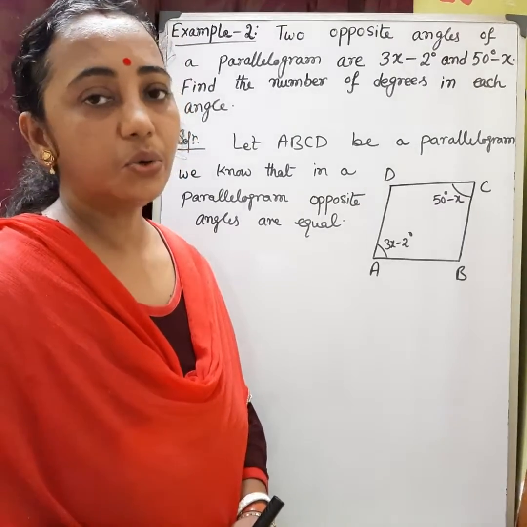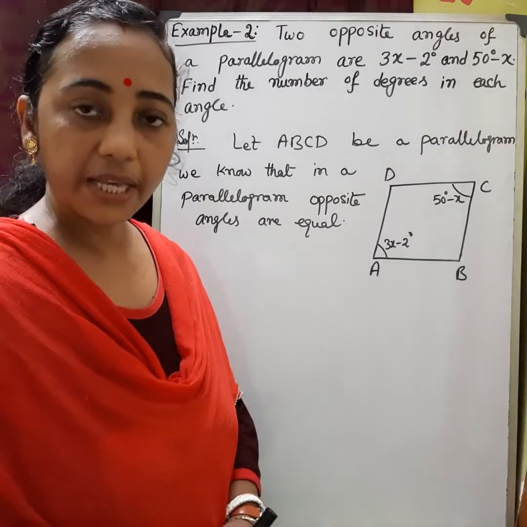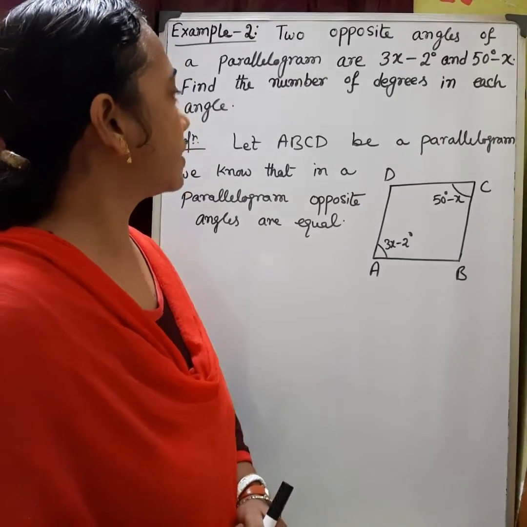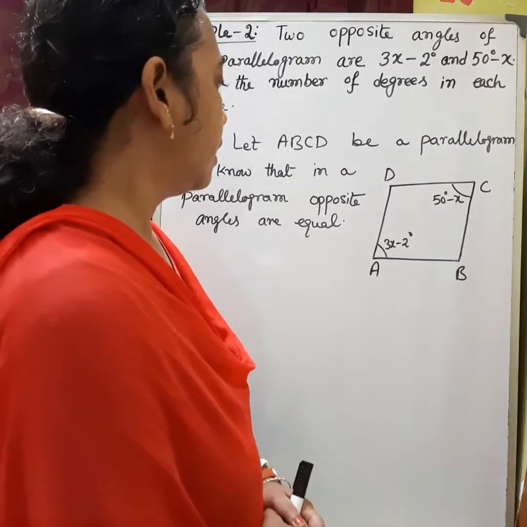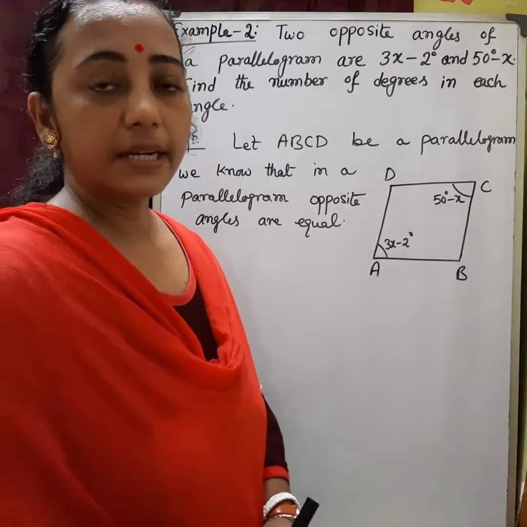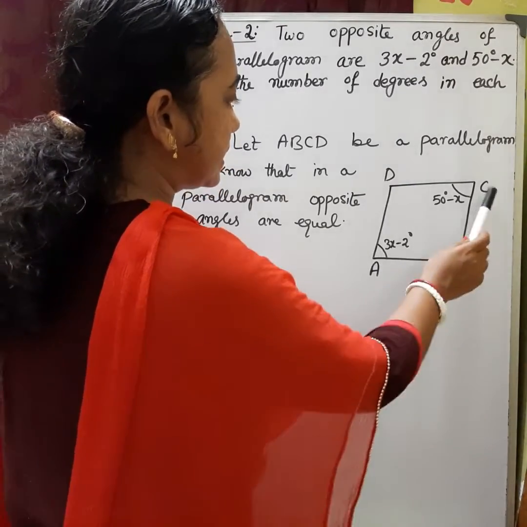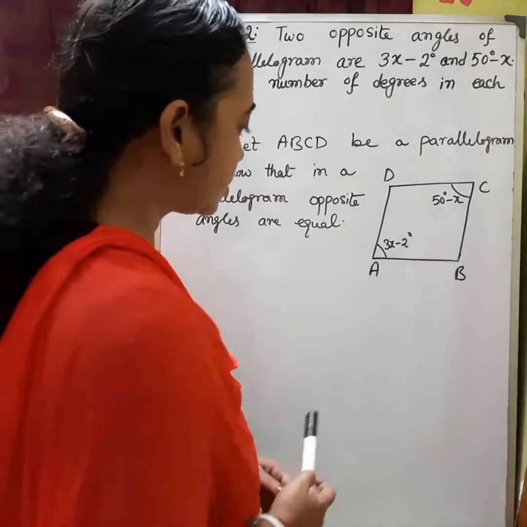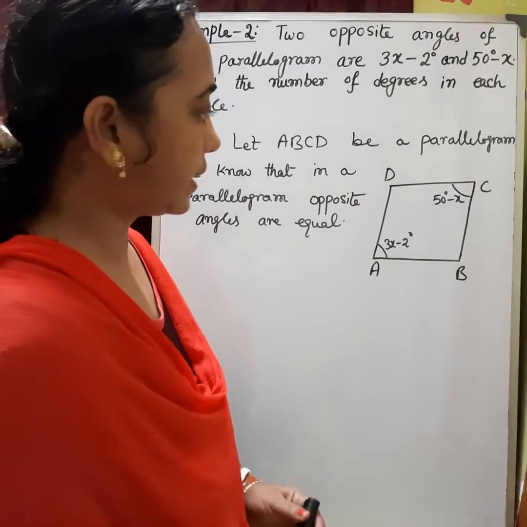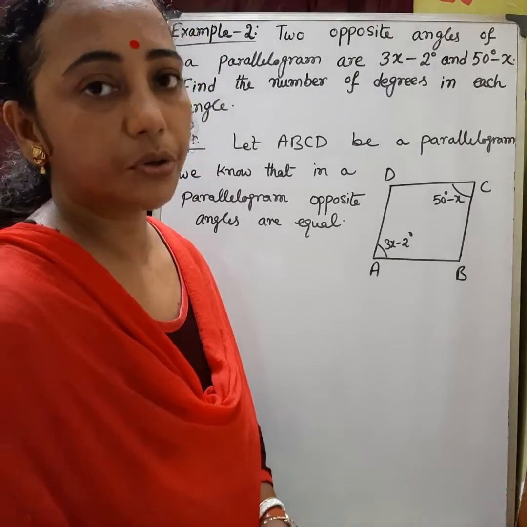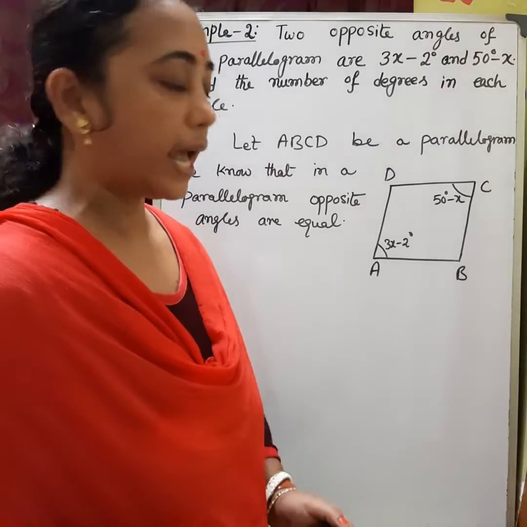Now let us do another example. Two opposite angles of a parallelogram are 3x minus 2 degrees and 50 degrees minus x. Find the number of degrees in each angle. Now let us consider ABCD to be a parallelogram. The figure is already shown here, that is ABCD, and the measure of angle A is shown here as 3x minus 2 degrees. The opposite angle C is shown here as 50 degrees minus x. So let us find out the remaining angles and also the degree measure of each of the angles.